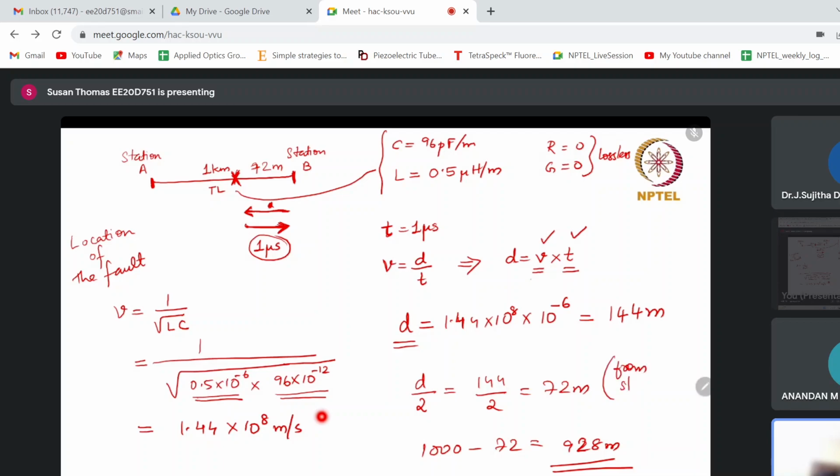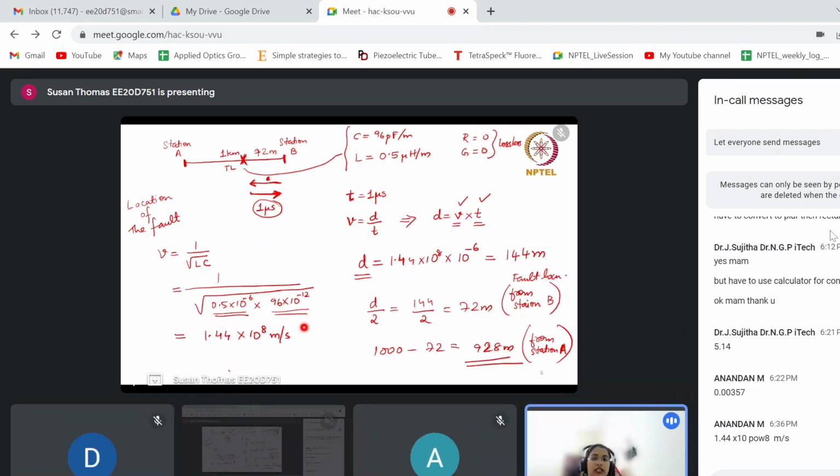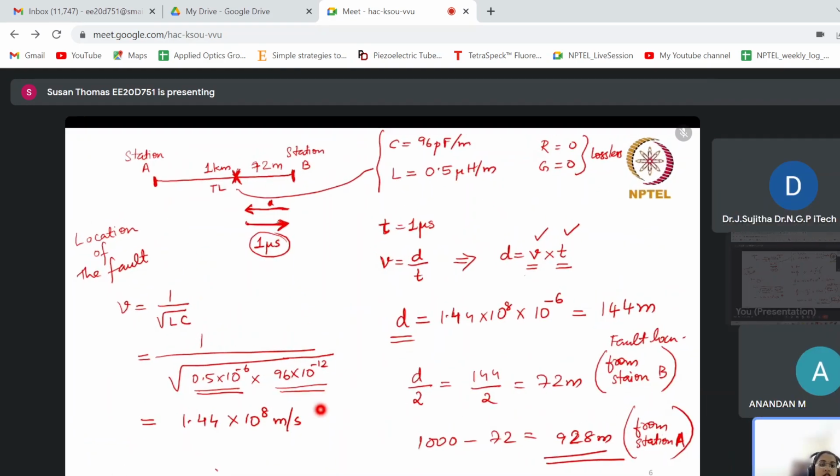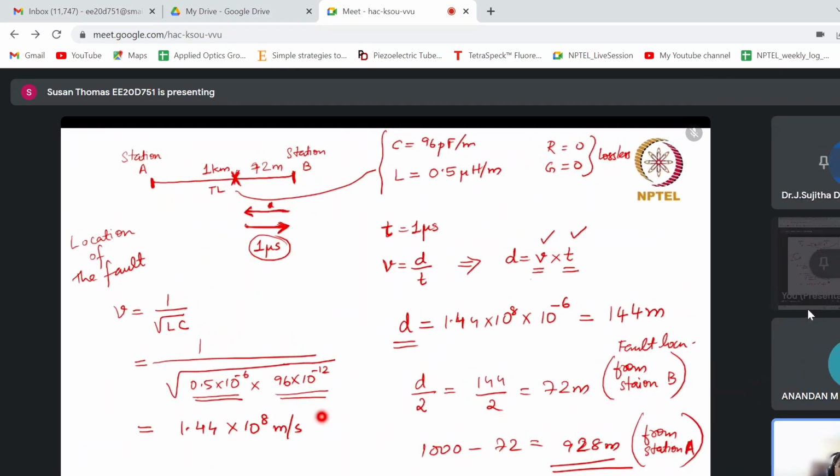So let me write the fault location from station B. Any doubts? Please ask. This is a very interesting question. If you have any doubts, please ask.